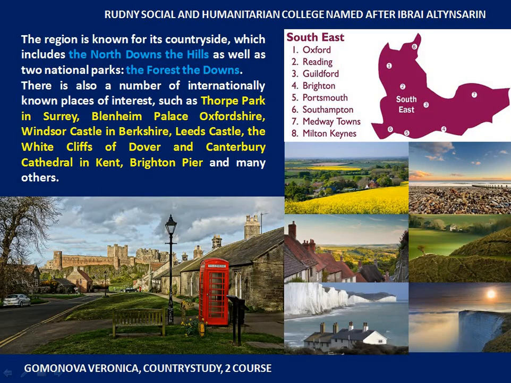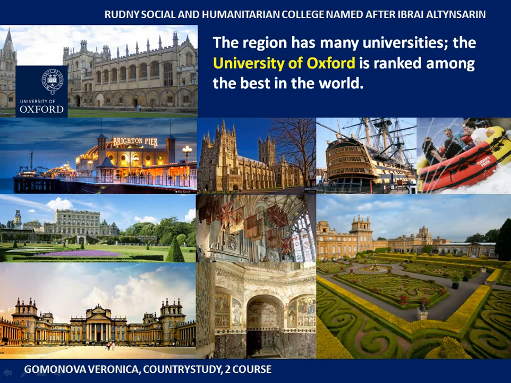The next region is called South East. The region is known for its countryside, which includes the North Downs, the hills, as well as 2 national parks, the New Forest and the South Downs. There is also a number of internationally known places of interest, and the main cities here are, of course, Portsmouth, and the most famous one is, of course, Oxford, which is ranked among the best in the world.